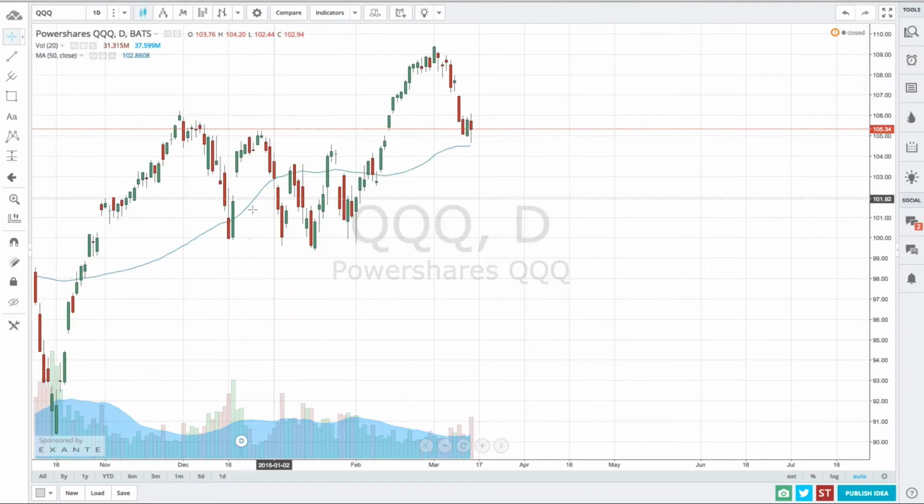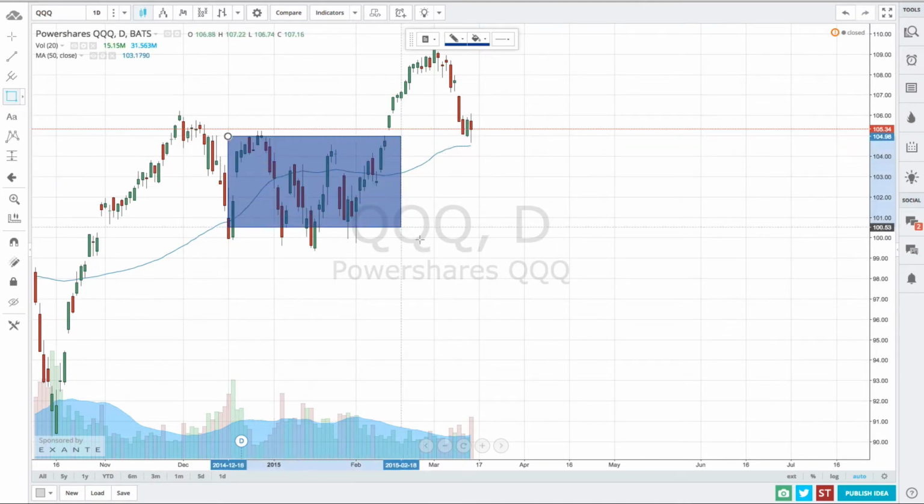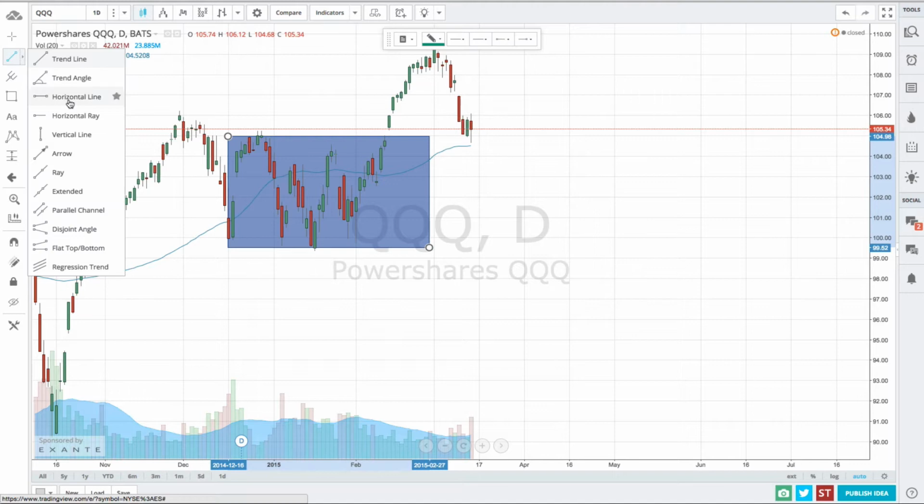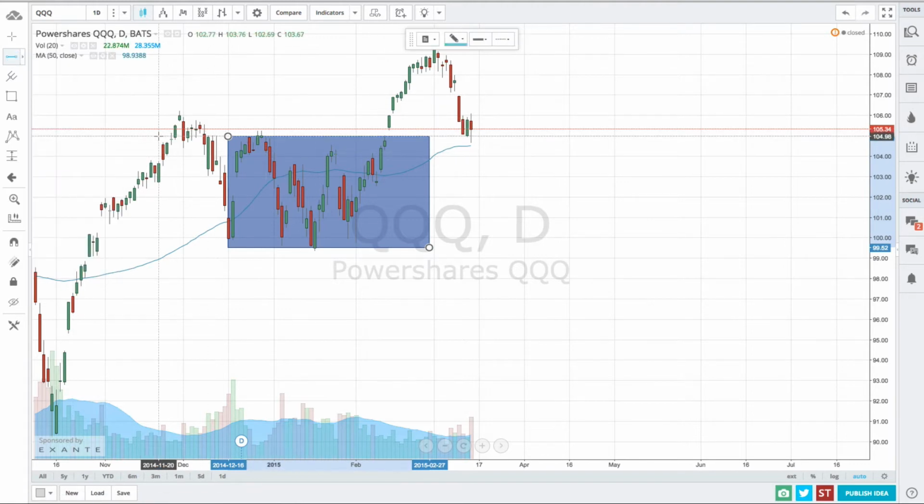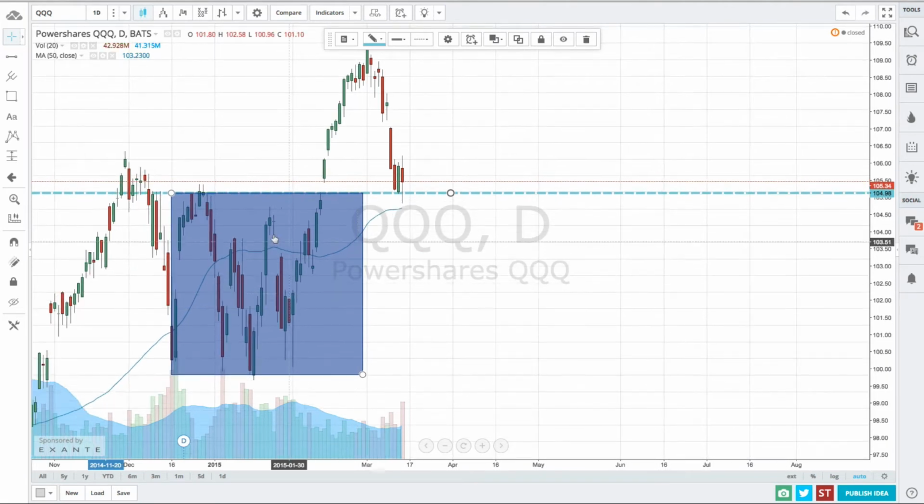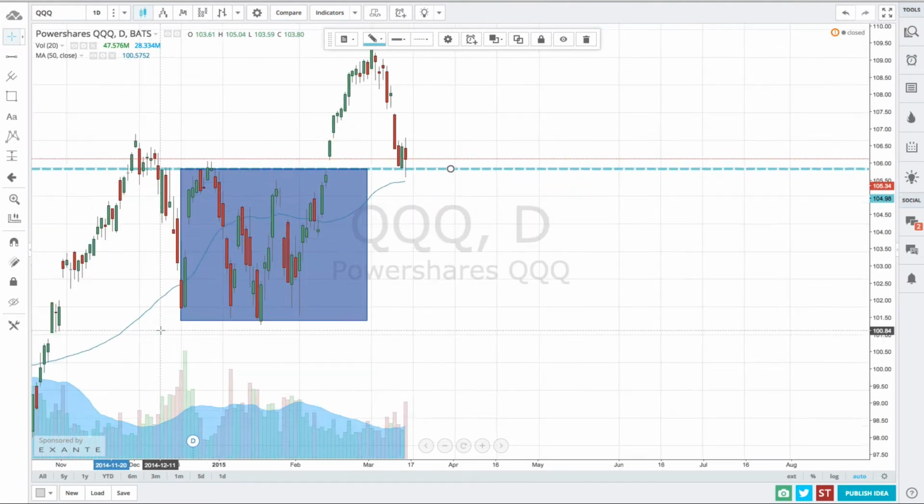You can see here that we are holding the 50-day moving average, as opposed to the SPY where we didn't hold. However you want to draw this consolidation, it's probably a horizontal line here. There's your horizontal line.